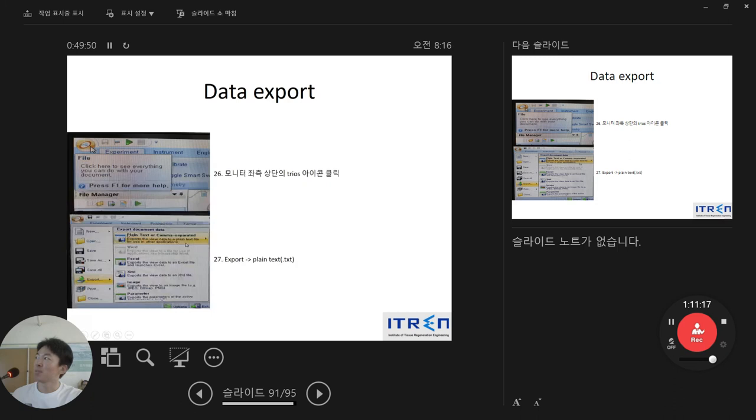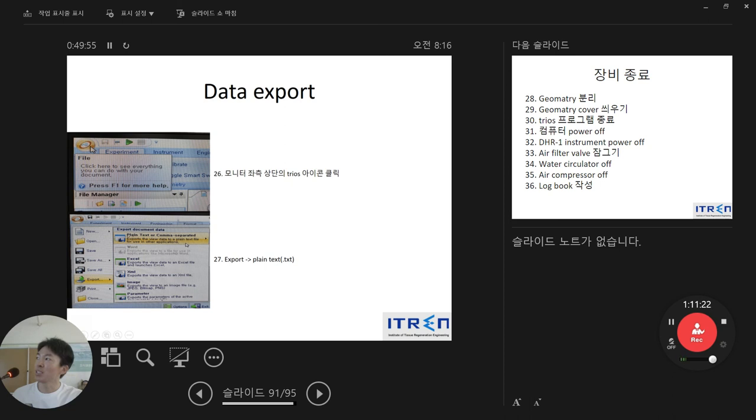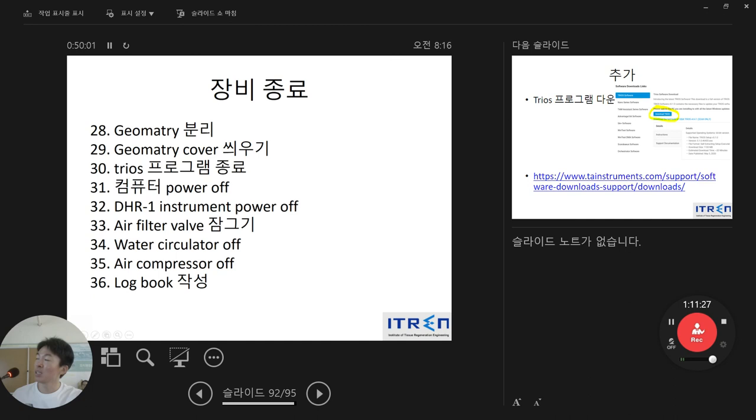And then when you gather the data, file, plain data, and export a TXT file. And then when you want to turn off this machine: geometry remove, cover, program off, computer off, instrument. And please don't forget to make the logbook, okay?